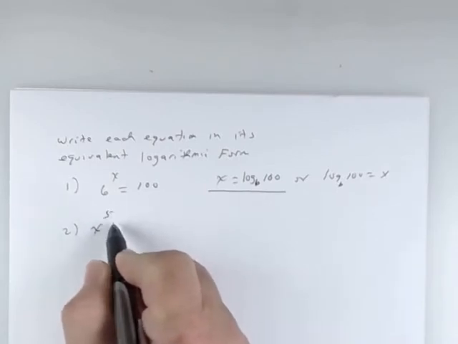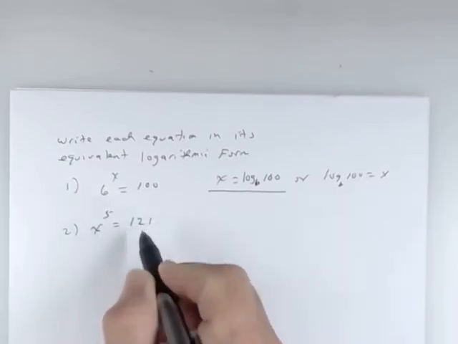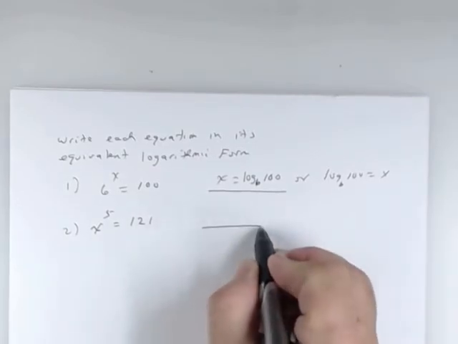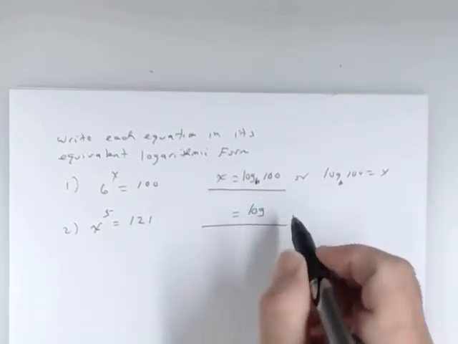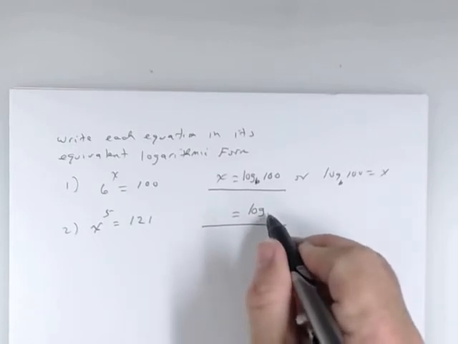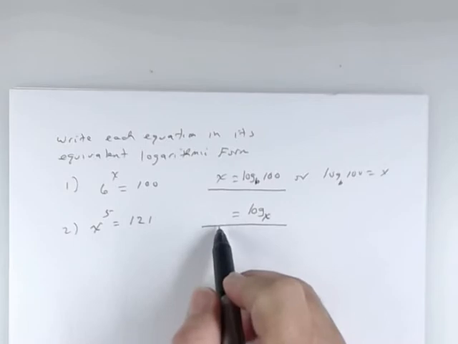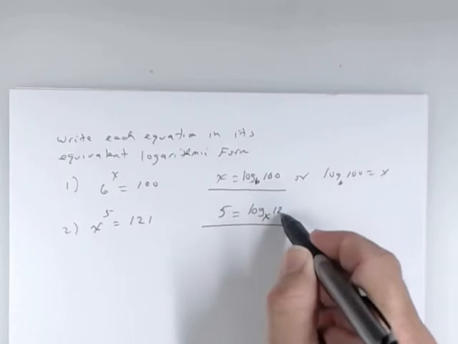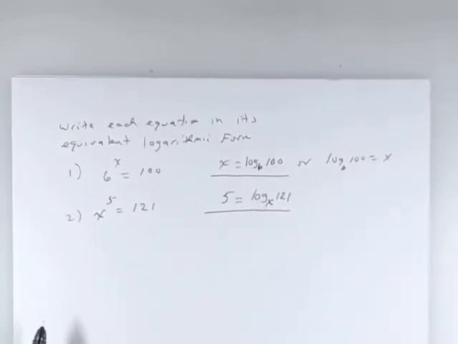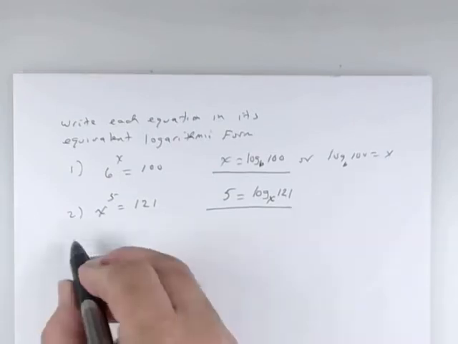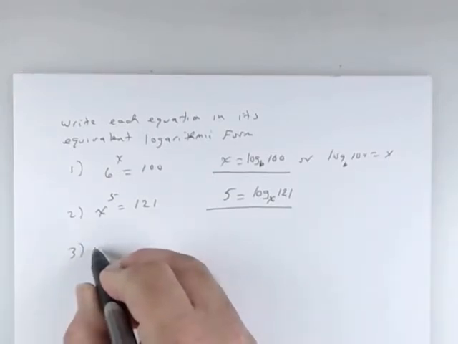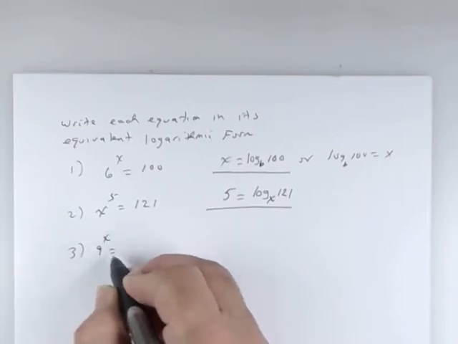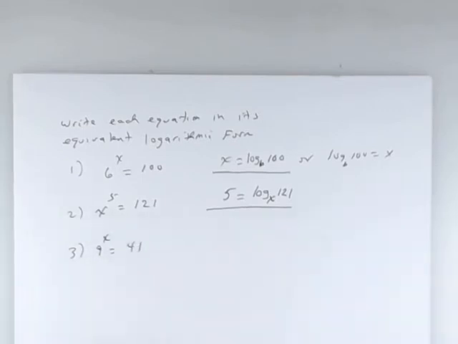All right, then let's look at this. X to the 5th power equals 121. So equals log. What do I write first? Log of, and then what's next? What's the base? Subscript. Put the exponent next. 5, right? Now what's the argument? It's supposed to look like this.